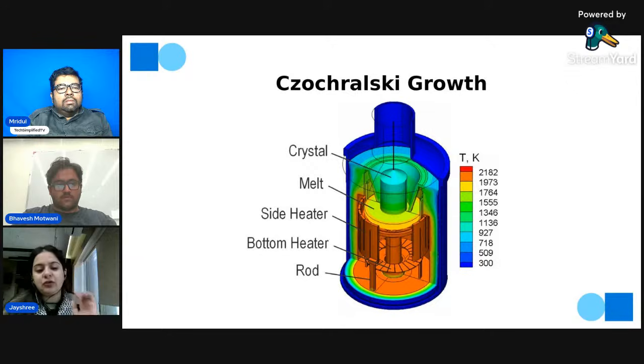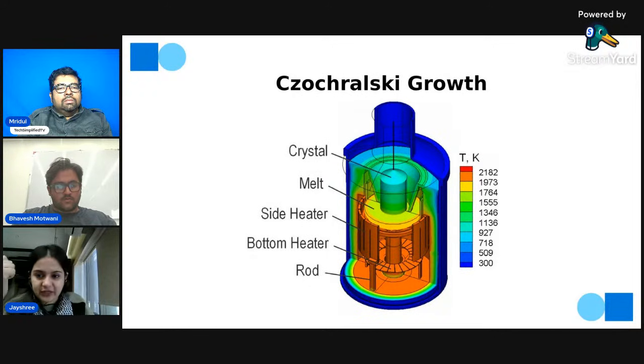Then the control system, like microprocessors, sensors, and outputs. These are the four types: furnace, crystal mechanism, ambient control, and control system. These are the four parts into which this crystal growth mechanism is categorized.